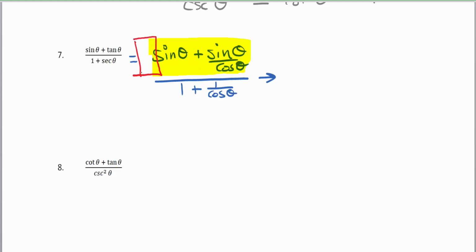So I'm going to multiply by 1, and this 1 is going to be cosine theta divided by cosine theta. Multiplying by 1 is a legal operation. So now what I have over here is cosine theta sine theta, all divided by cosine theta, plus sine theta divided by cosine theta.